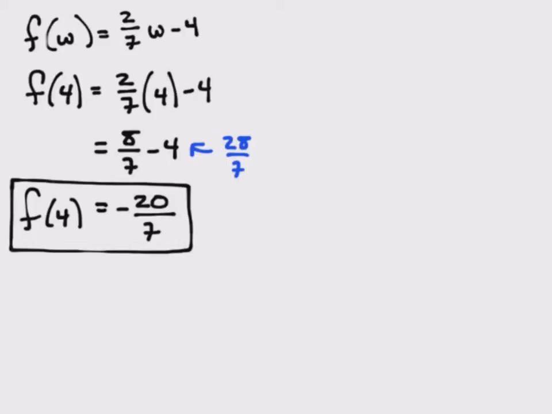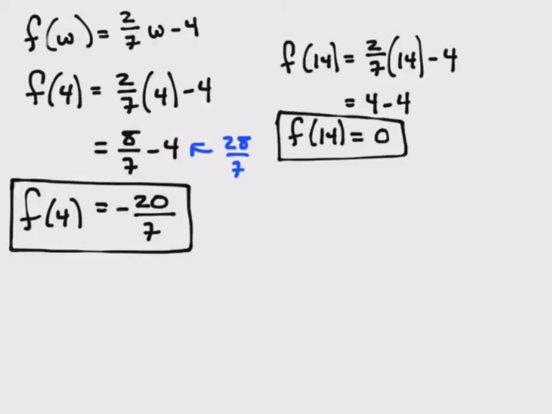Or we could find f of 14, which just says please find the output when the input is 14. We're just going to substitute 14 for w in our equation. And we find that when the input to this function f is 14, the output is 0.